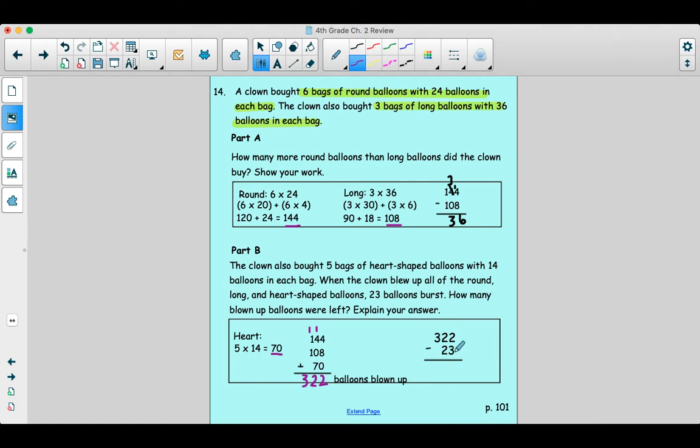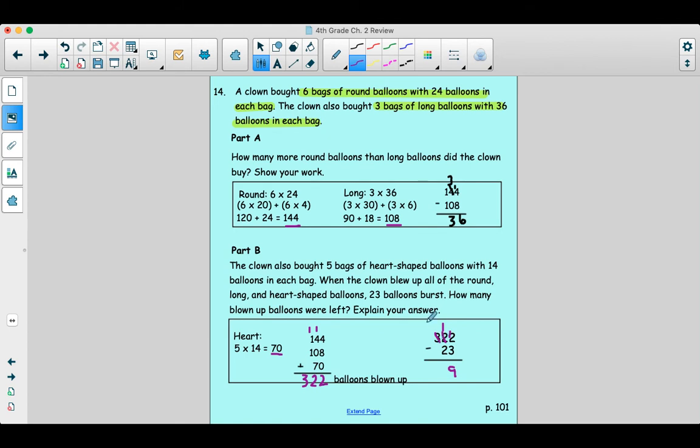2 minus 3, you can do, but you're going to get a negative, so we're going to borrow. So that's going to become a 1, 110, and this 110 is going to move over here to make a 12. 12 minus 3 is what? Say it. Do you know it? All right, we got 1 minus 2. You can do, but you're going to get a negative.